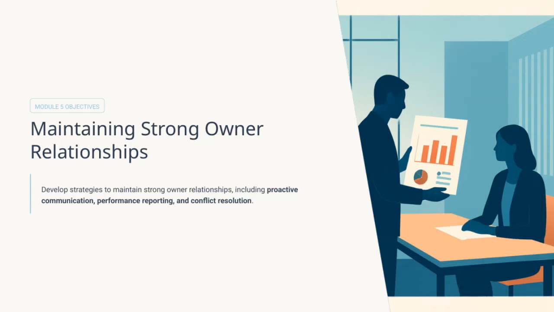Let's talk about developing strategies to maintain strong owner relationships. This is a critical component of our overall success. First, proactive communication is key. Keeping owners informed and engaged before issues arise helps build trust. Next, performance reporting provides transparency and demonstrates our commitment to accountability. Finally, effective conflict resolution ensures that any disagreements are addressed promptly and constructively, reinforcing our partnership. Remember, maintaining these relationships requires ongoing effort and intentional strategies, but doing so ultimately supports our shared goals and long-term success.